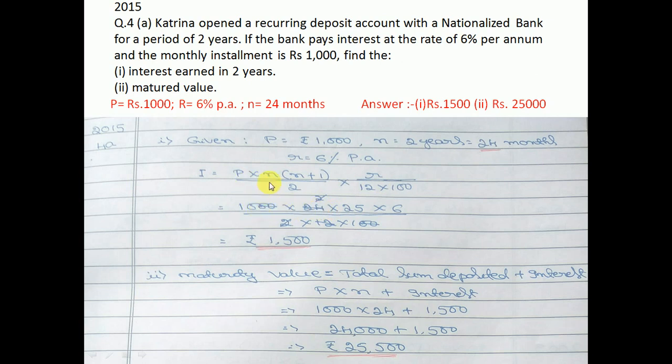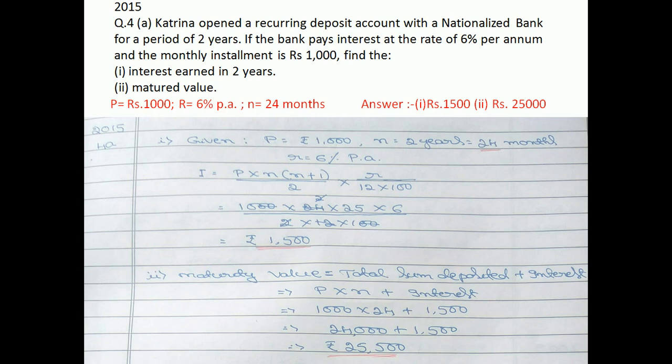P is 1000, N is 24, N plus 1 will be 25, R is 6%, 2 into 12 into 100. Cancelling, 12 ones are 12, 12 twos are 24, 2 ones are 2, then the two zeros cancel. Multiply, and you get 1500 as the interest for 2 years on 1000 rupees per month investment. Hope it is clear. Very simple direct question.